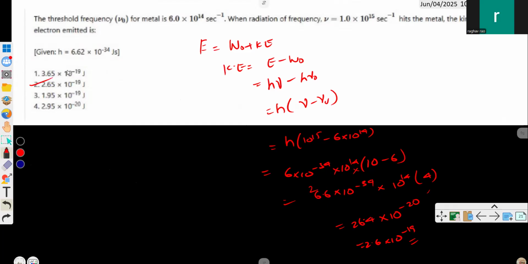That is the answer. The option is the second option. 2.64 into 10 power minus 19 is the answer. That is the second option for this question.